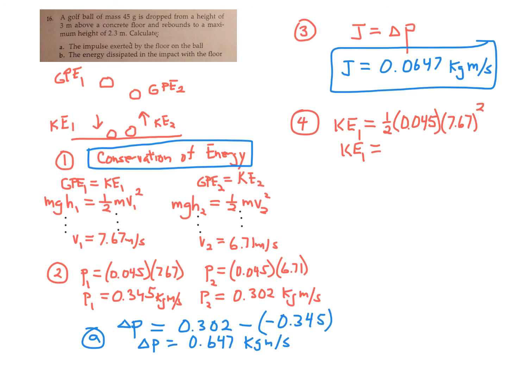You do the same thing for KE2, the kinetic energy coming off the floor. You'll get a value for these two numbers. Velocity coming off the floor is 6.71 meters per second, squared. And simply all you would do is calculate those two values and subtract. The first value, KE1, will be bigger. Subtract those two, and that will give you the energy dissipated, basically transferred to heat, during the impact.